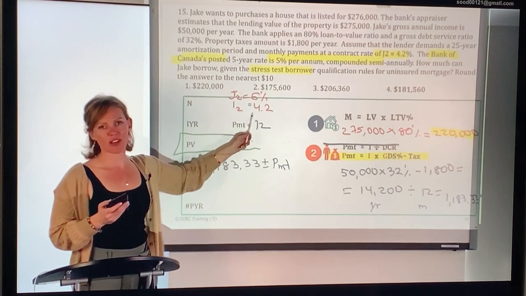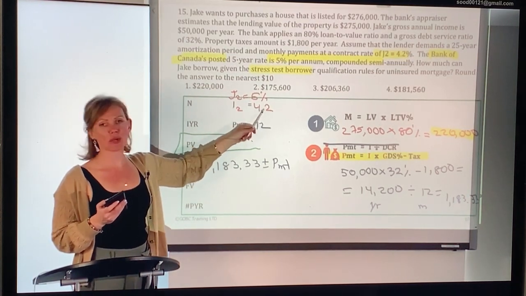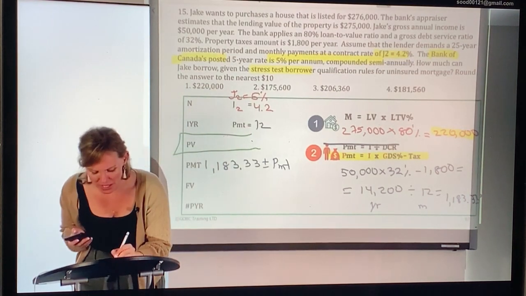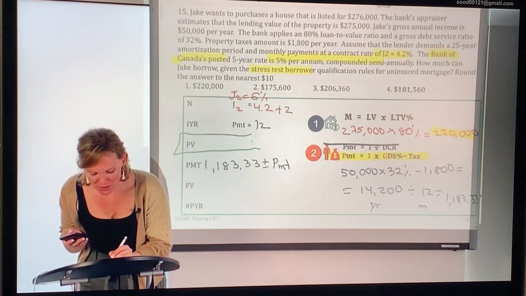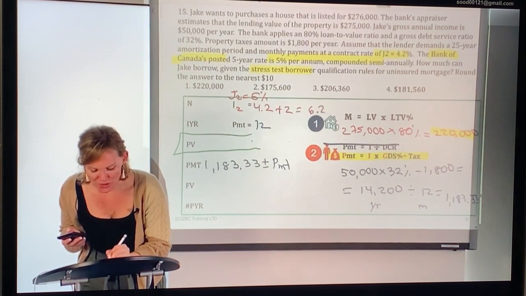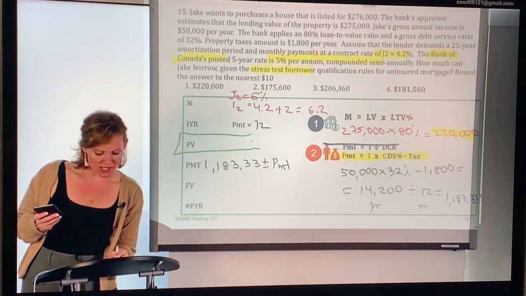What do we do with the contract rate? How do we stress test it? We have to add the 2% on top of it to see how much it comes up to. So if I add the 2% to that, it will come up as a 6.2%. And now you look and see which one is the higher one, okay?